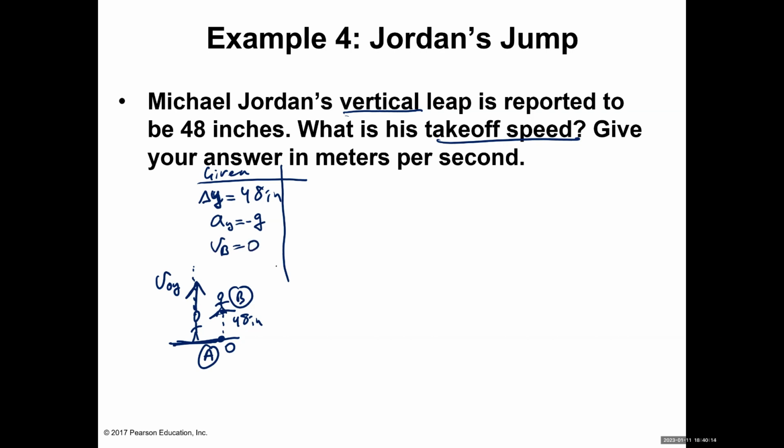Why? Because it's the highest position, right? He's going to jump 48 inches, stop, and come back down. And that's what I have, right? And what I want to find is V initial. What is V initial in the vertical direction? Again, we have delta y, we have acceleration, we have final velocity 0, and I want to find initial velocity.